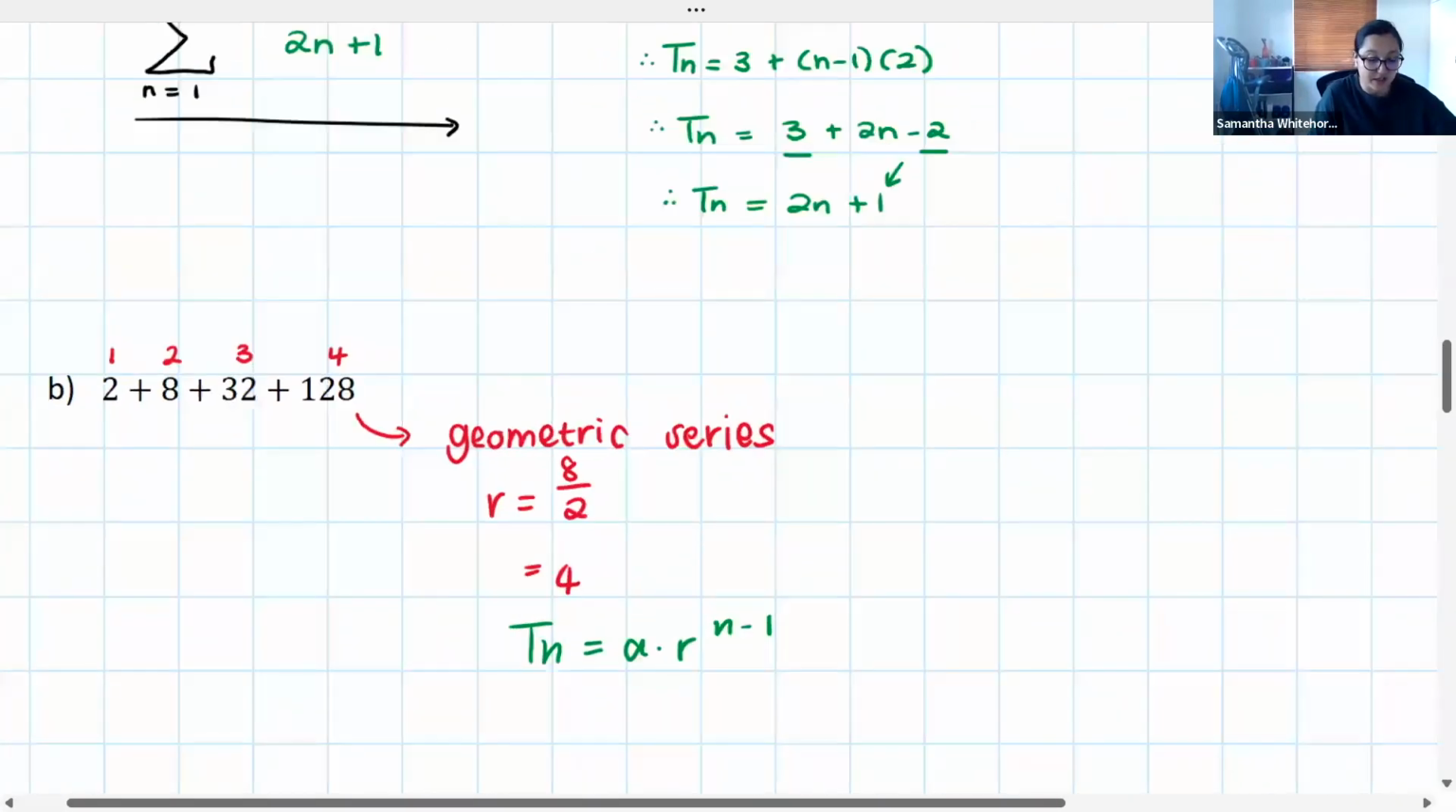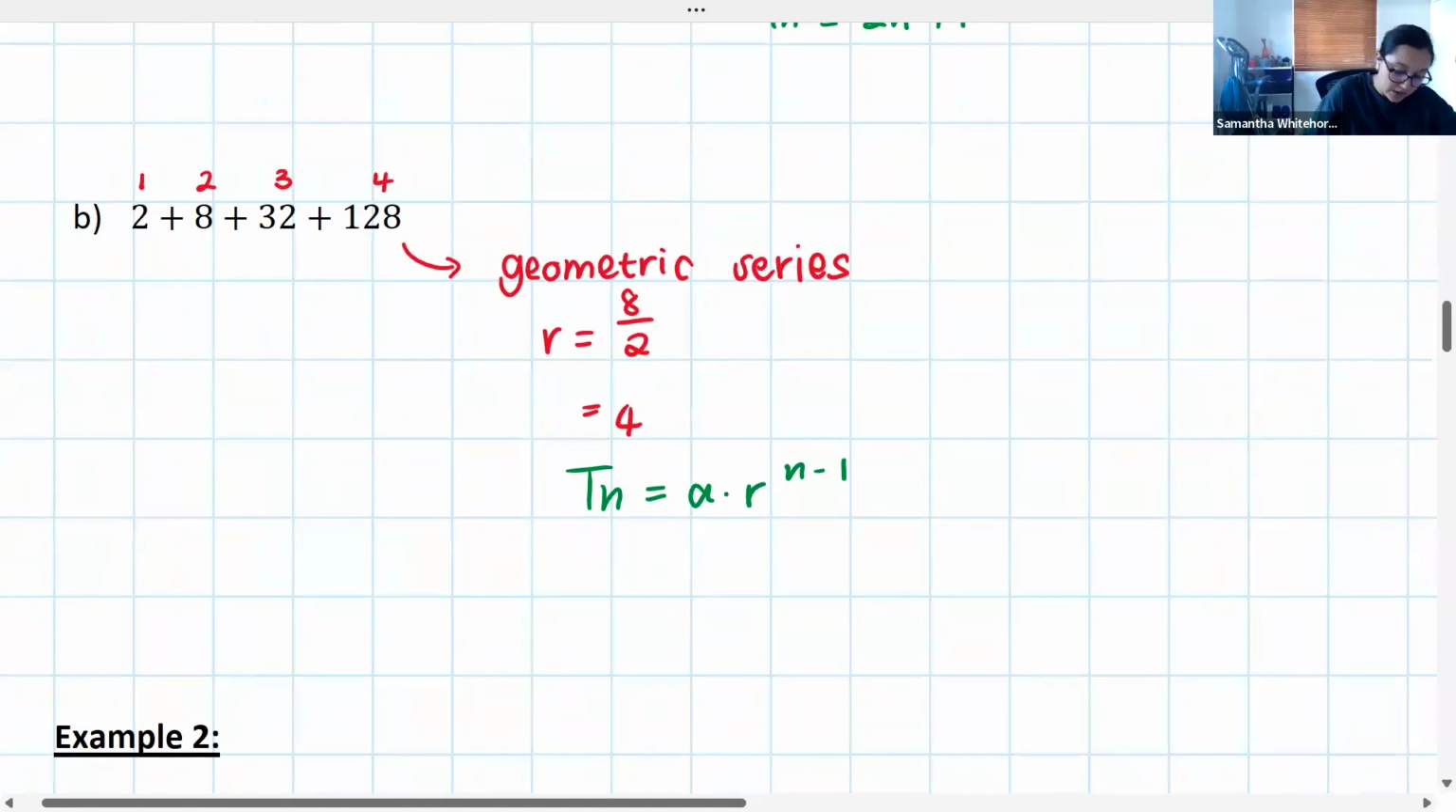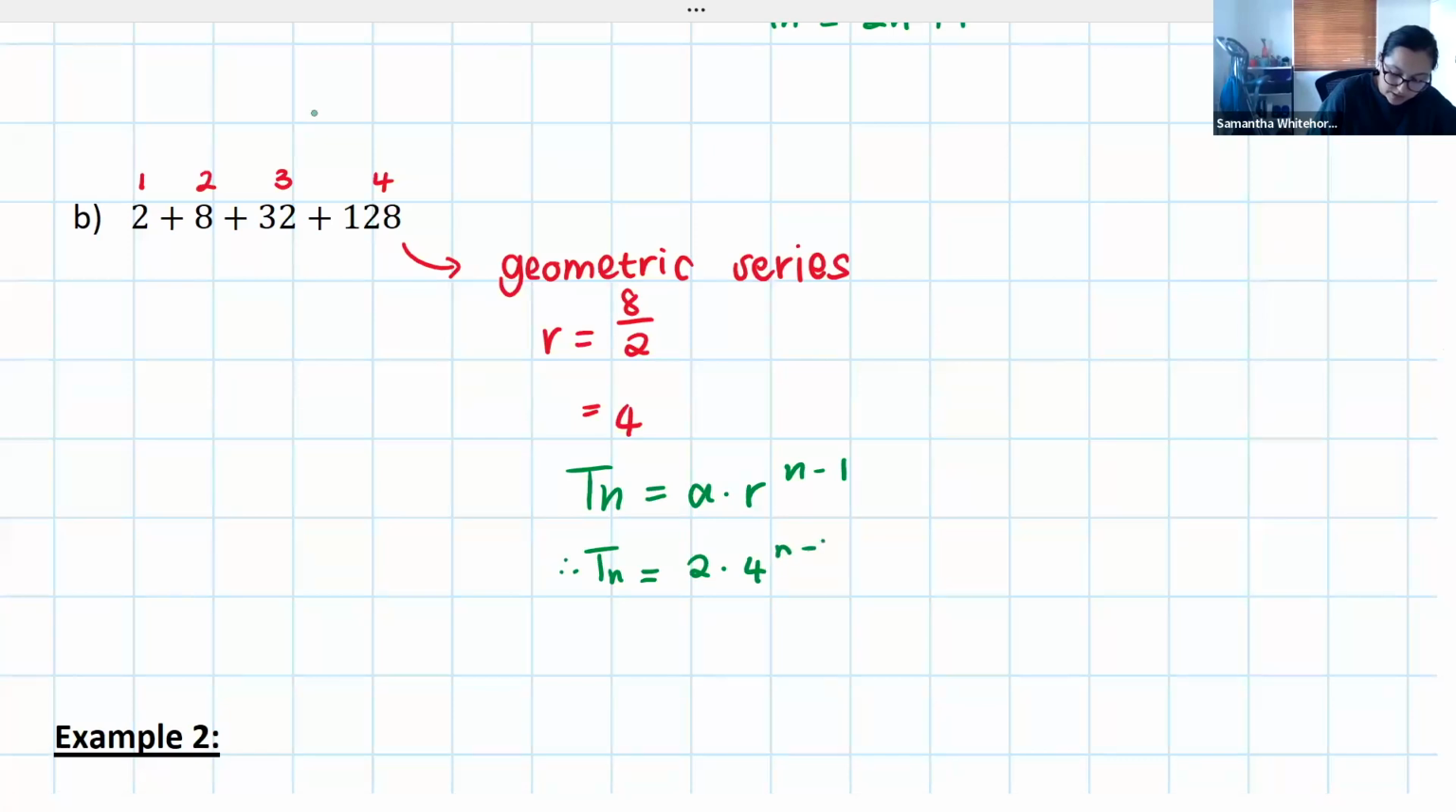This is the nice easy one because you actually have to do nothing. So we sub in our a value, which is 2. We've just worked out what r is. It's 4, and it's to the power n minus 1. That's it. There's literally nothing else we need to do.